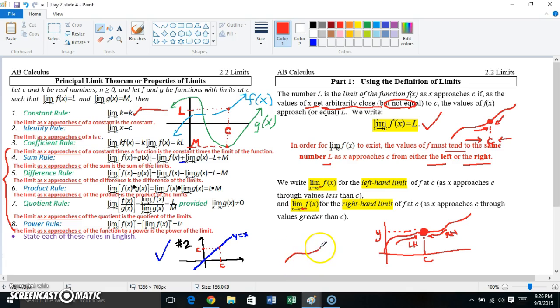Okay, so we could have a function that has a jump in it, in which case the limit from the right might be some y value here, and the limit from the left might be this different y value here. Right? These two limits are not going to be the same, so our limit will not exist. So we'll say does not exist. All right, let's take a look at some examples.